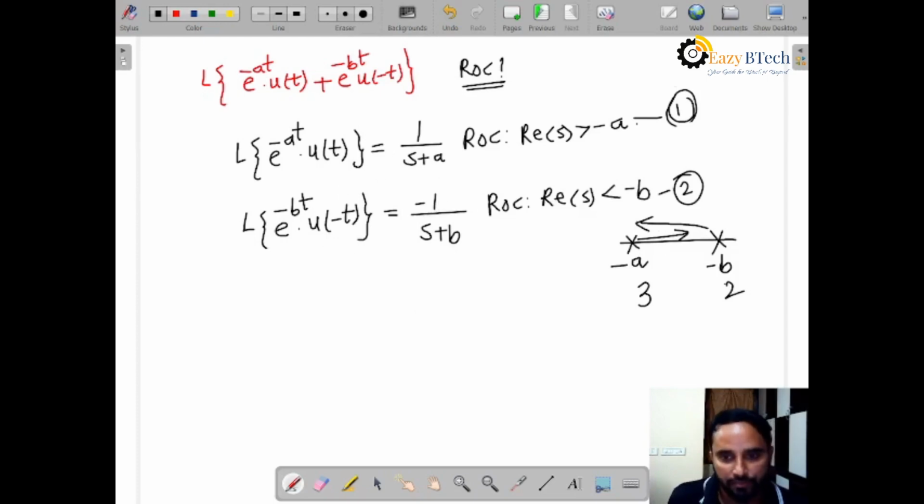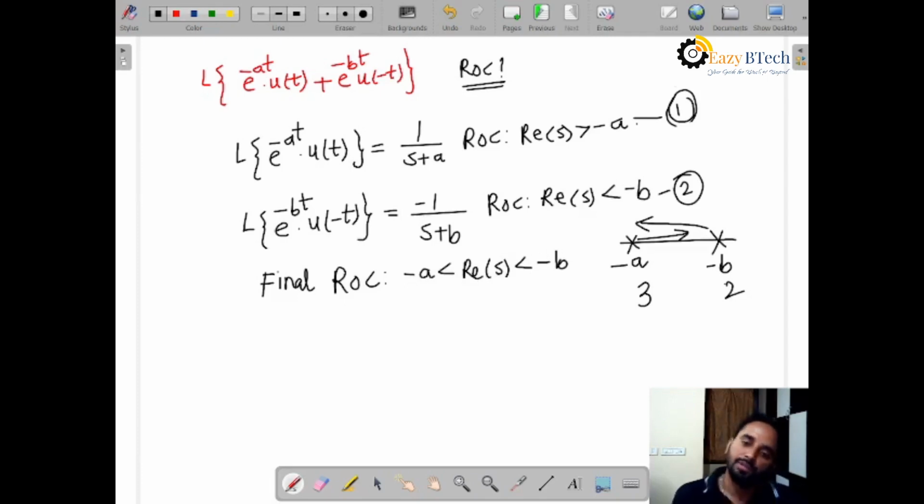So this is the way, right or not? So the final ROC is from -a to -b: -a less than real part of s less than -b. And here, how is the relation between a and b? To get the Laplace transform to converge, how should a and b be?